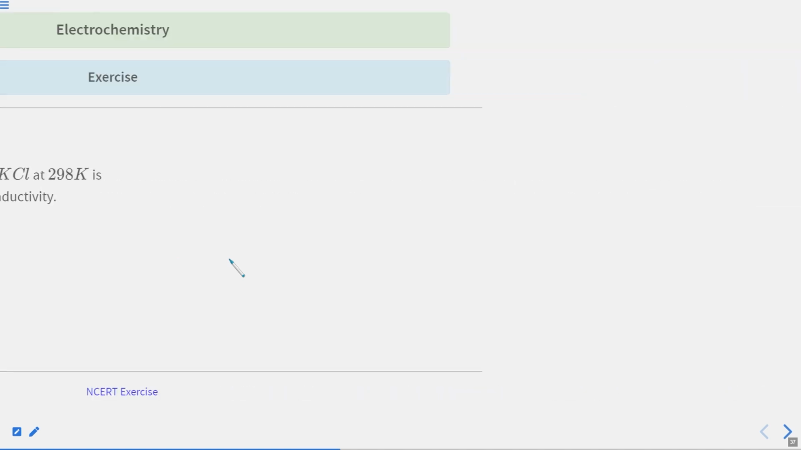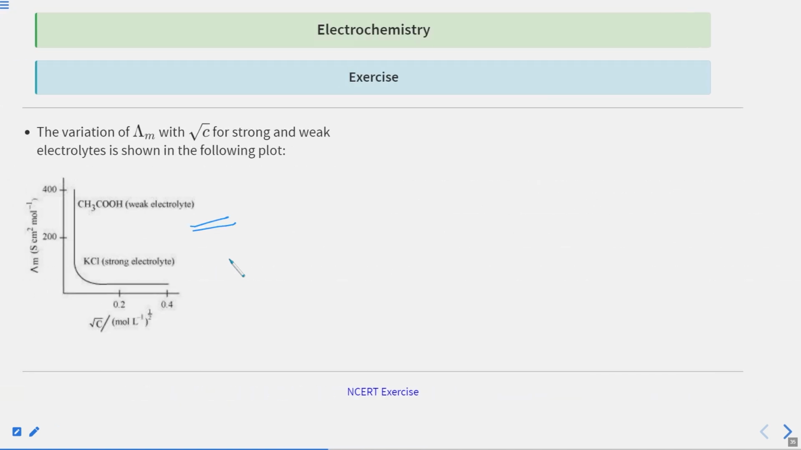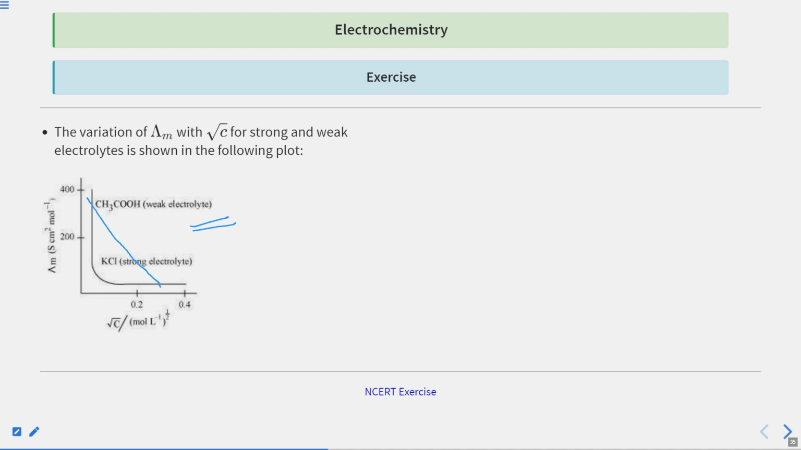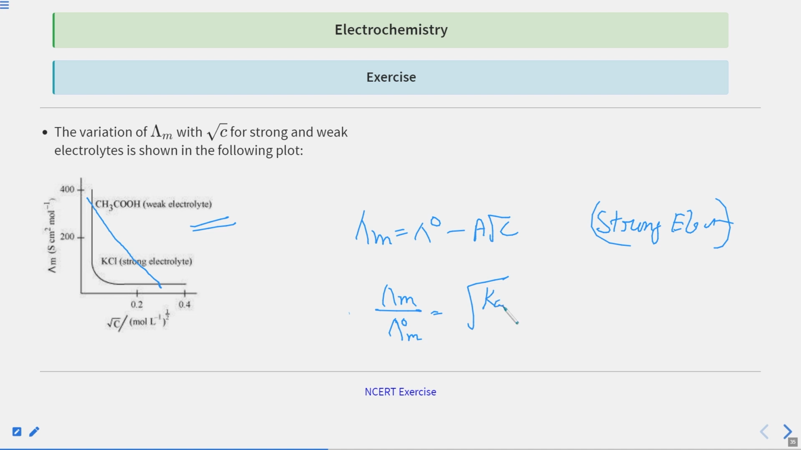And if I talk about a strong electrolyte, it is not given here. So a strong electrolyte graph will go like this, and it will follow this equation. This is for strong electrolytes. Whereas for weak electrolyte, lambda m by lambda naught m equals root under K by c, which was initially equal to alpha. This is for weak electrolyte. Okay, is it clear? Now next.